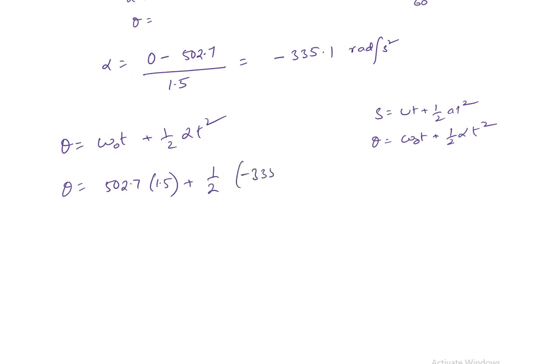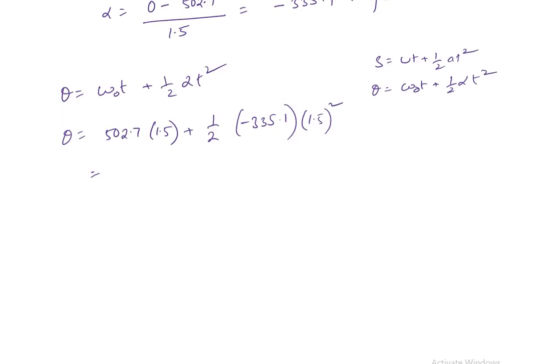Negative 335.1 times 1.5 squared. So when you calculate all of this, and I urge you to check my arithmetic, you get 377 radians. Okay, 377 radians.